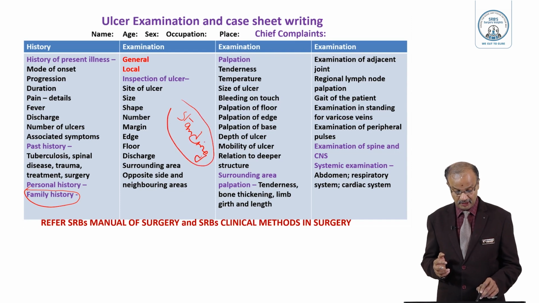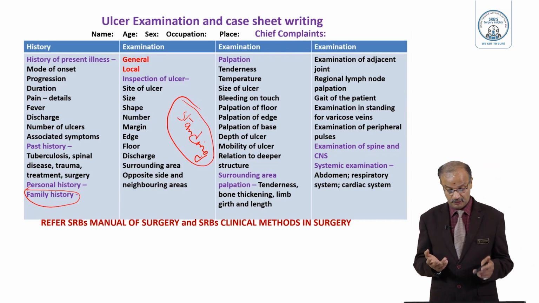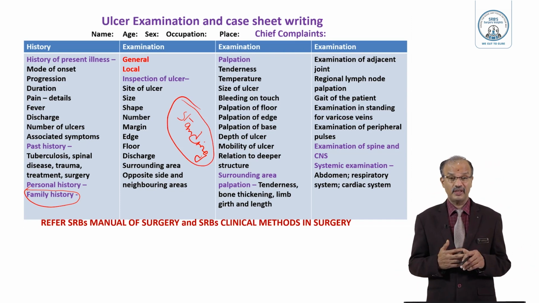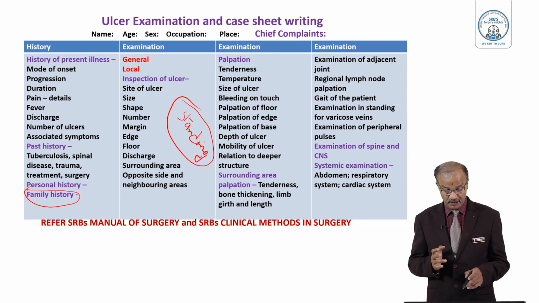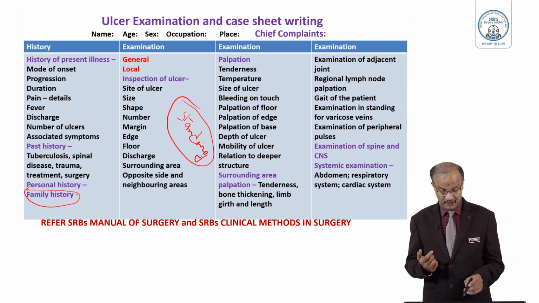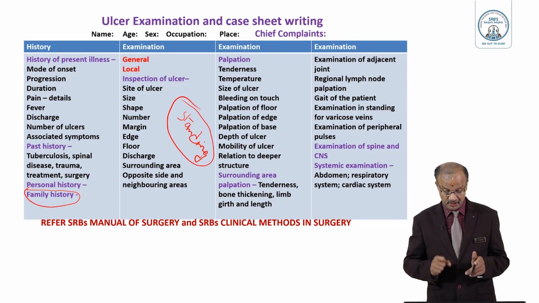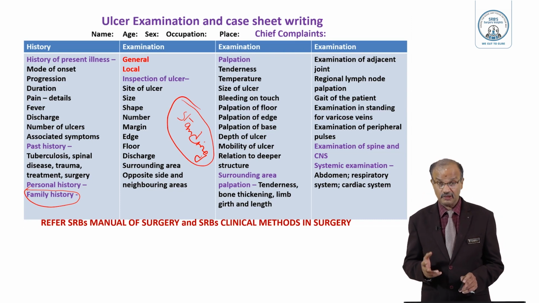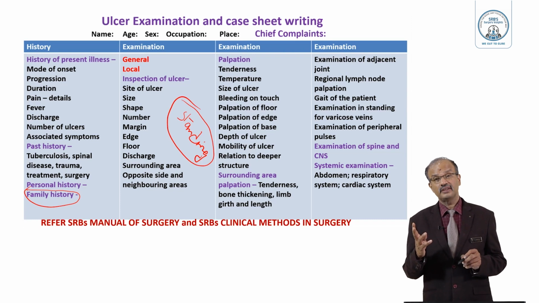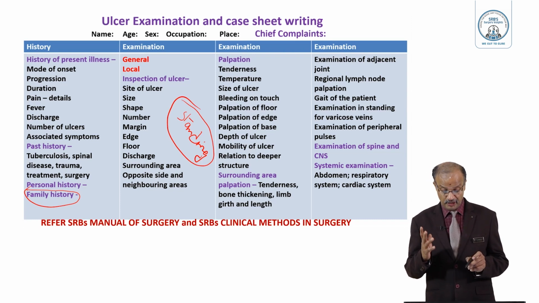In a limb, always inspect the ulcer in standing position. That's more important. Otherwise, you may miss the varicose vein. Inspect all around. That's also important. Palpation again: tenderness, temperature, size of the ulcer. Measure it, vertical and horizontal in centimeters. Caliper you can use, vernier caliper. Bleeding on touch, palpation of the floor, palpation of the edge for induration. You have to palpate, especially floor for bleeding, edge for induration.